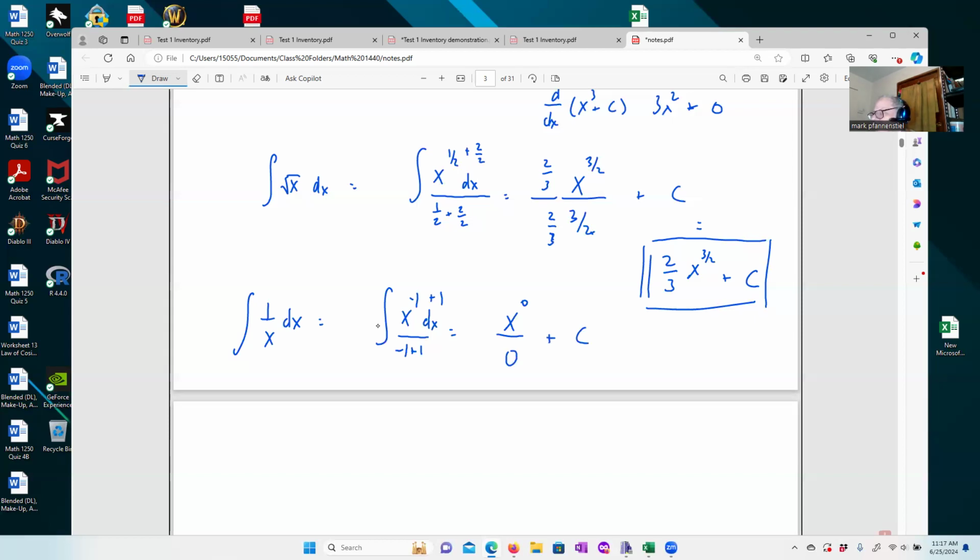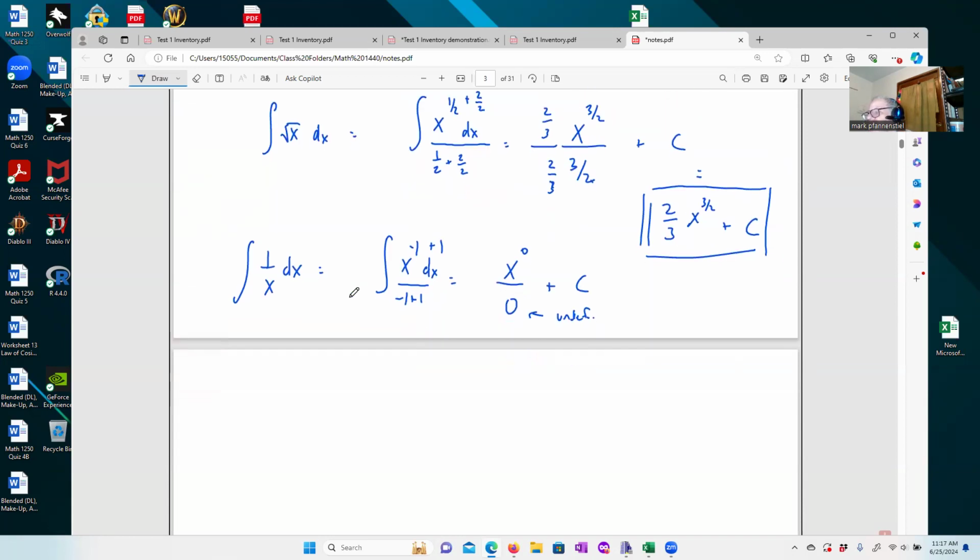Well, this ain't going to work out so well because division by 0 is undefined. Okay, so we can't really do something divided by 0. That's not going to help. So there's an exception to the power rule. This is it. So 1/x has its own special rule for integration. So we go ahead and integrate 1/x dx. What we end up with is the natural log of the absolute value of x.